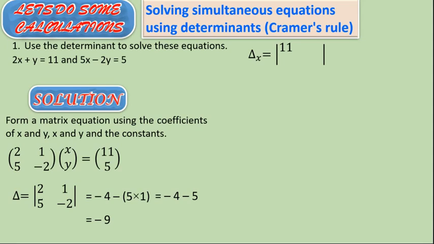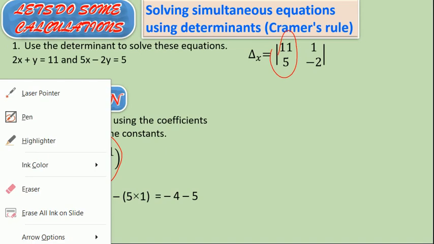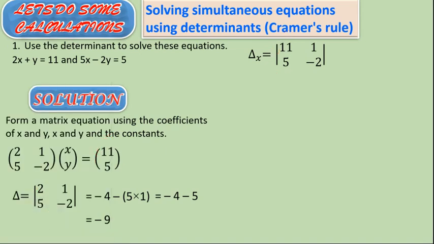Remember, to find the determinant of x, we need to replace the first column here, 2 and 5, with the constant values. So that's how we got this to be 11 and 5, and no more 2 and 5. So we have that replaced. Then we'll find the determinant. How do we find the determinant?